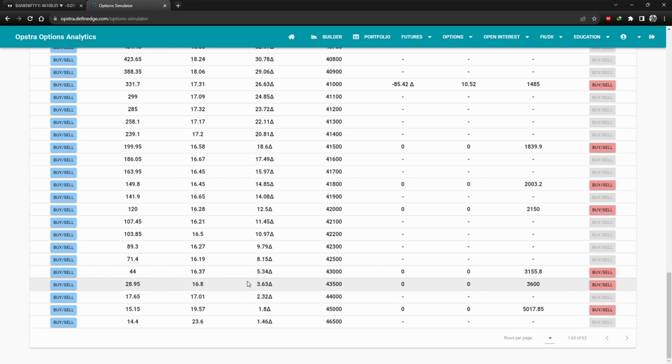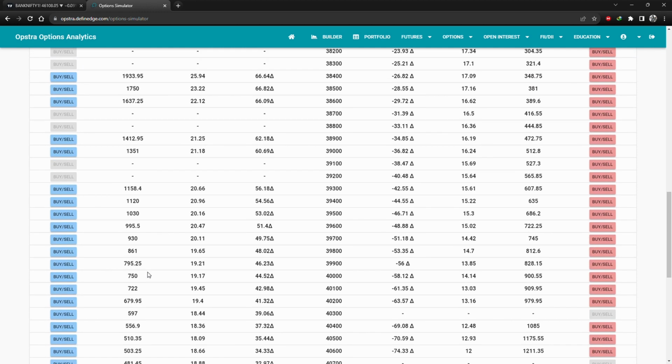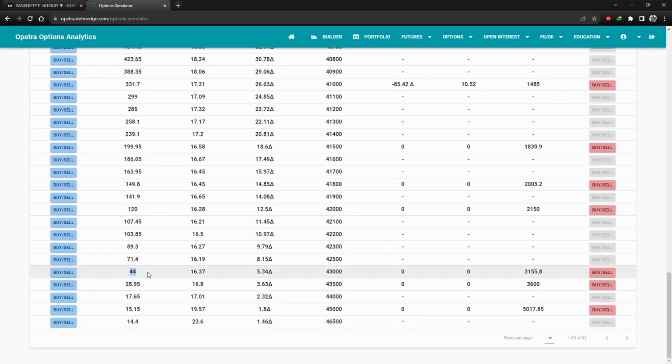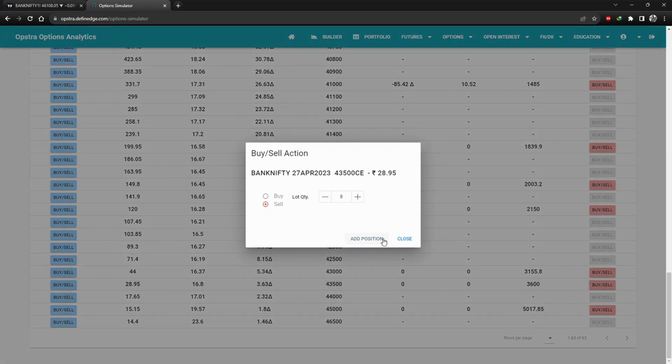I'm going to tell you one thing: if you are going to decide which premium to take, you should always see how much loss you are going to take when the premium doubles, because when the premium doubles we are going to square off this position. If we take this 44 premium, then doubling it will be around 88 rupees, which is around 4 to 5,000 rupees loss, or even more, depending upon the quantity of lots you are selling. Because of that reason I'm going to sell only 28 rupees premium.